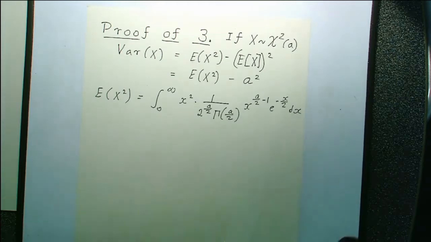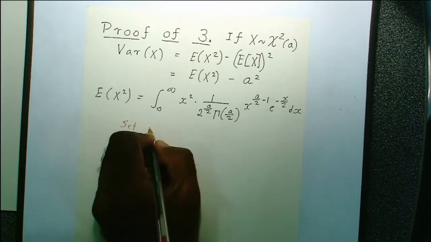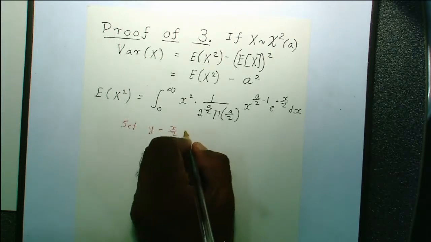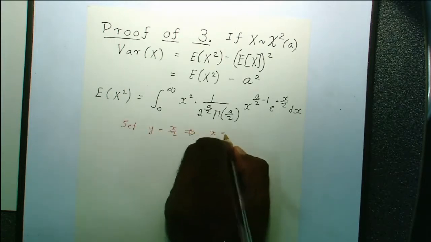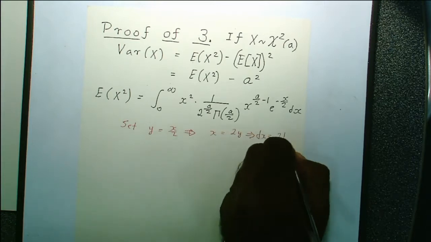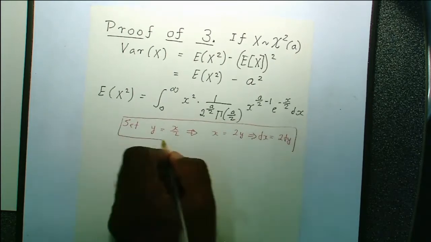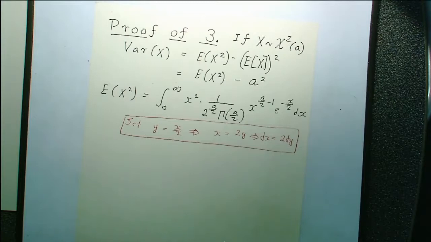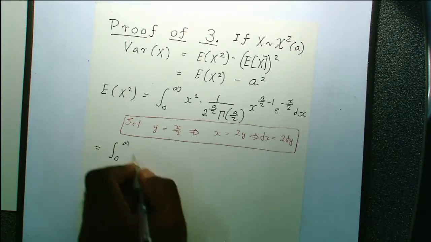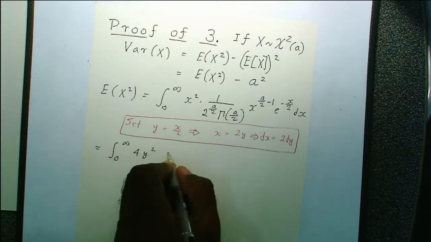Now, to do the integration, you can do a substitution. Let's say y equals x over 2, which implies that x equals 2y, which implies that dx is equal to 2 dy. Now, if you make the substitution, this will become the integral from 0 to infinity, and x squared will become 4y squared.